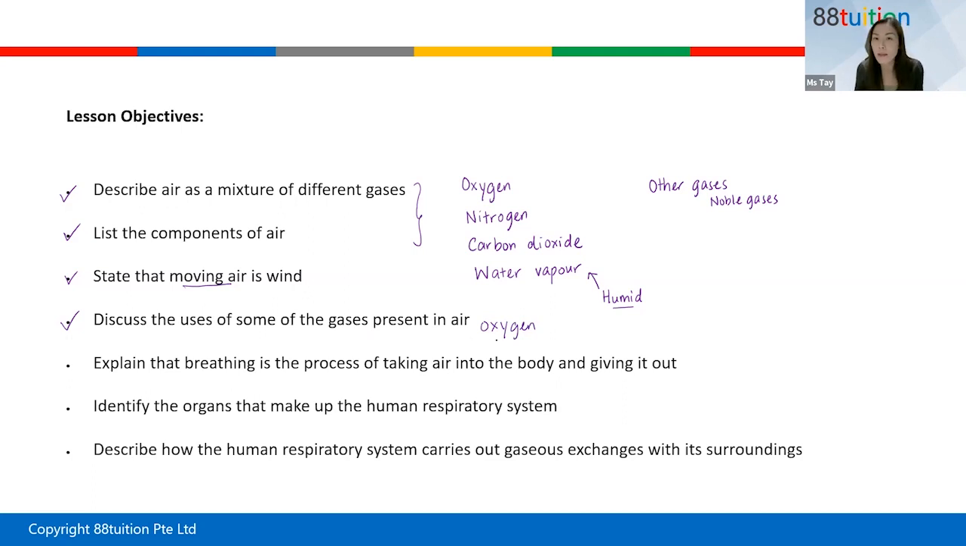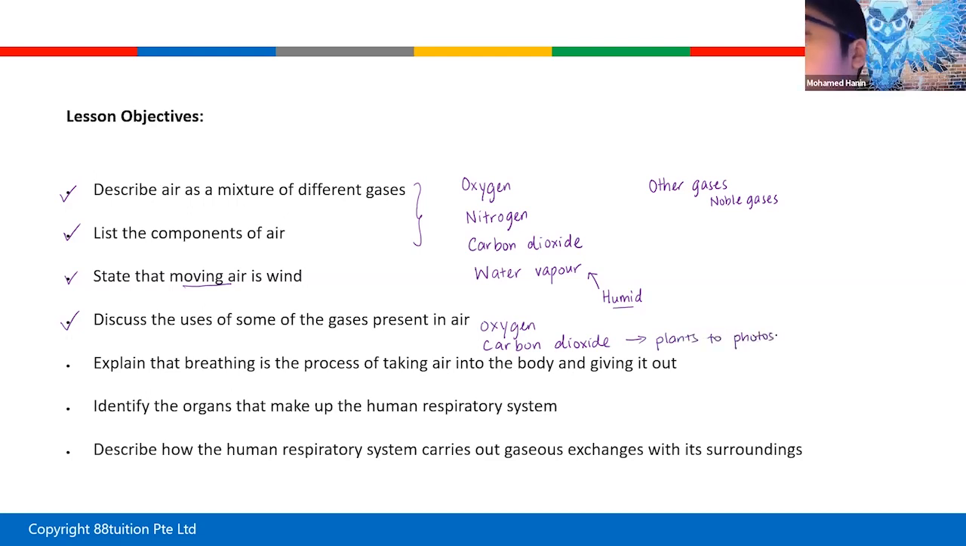Any other gases that you know? Just give me one more. Carbon dioxide. What is it for? For plants to make food. Yes, very good. So it is required for plants to photosynthesize.